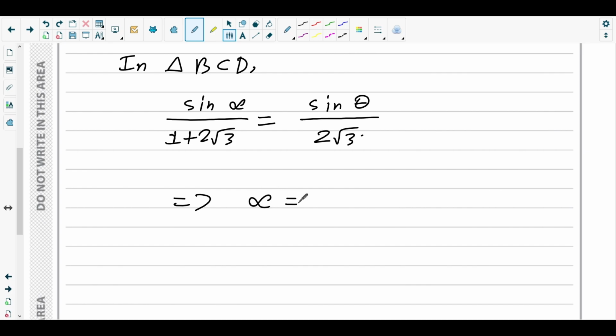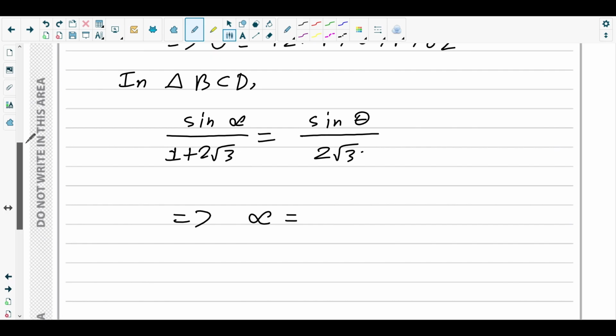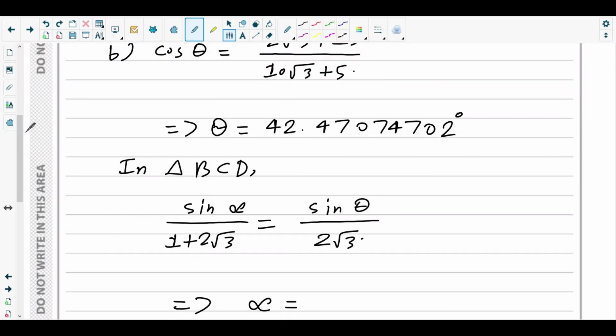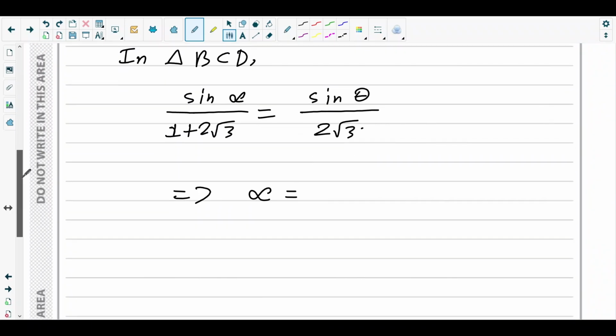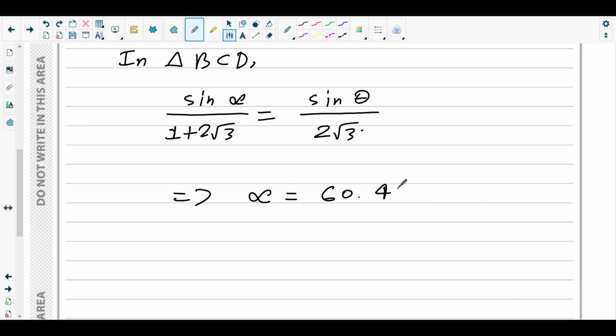Okay, so at first theta is 42.47074702 degrees. So sine theta times (1 plus 2 square root of 3), and then divide by 2 square root of 3. So this is the value for sine alpha, which is 0.8701310989. So sine inverse of the answer will give you 60.4738 degrees. Okay, we got the angle alpha.